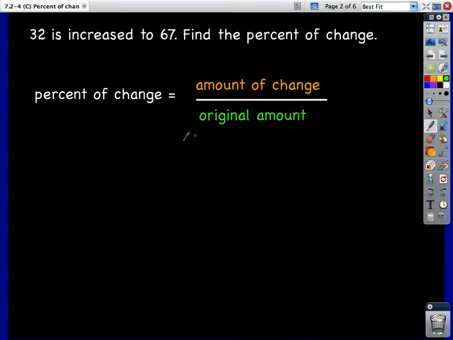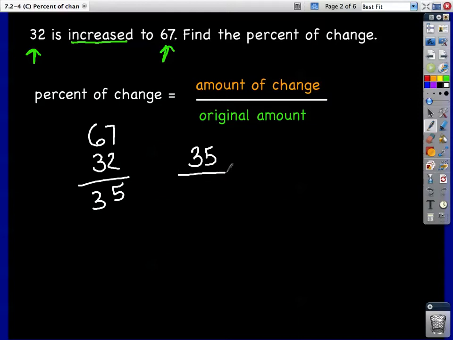Okay, let's take this example. 32 is increased to 67. So this is my starting number, this is the direction I'm going, and this is my ending number. I need to find the amount of change. So one way to do that is to simply subtract. 67 take away 32 gets me 35. So the amount of change was 35, and that needs to go over the original amount, which was 32.